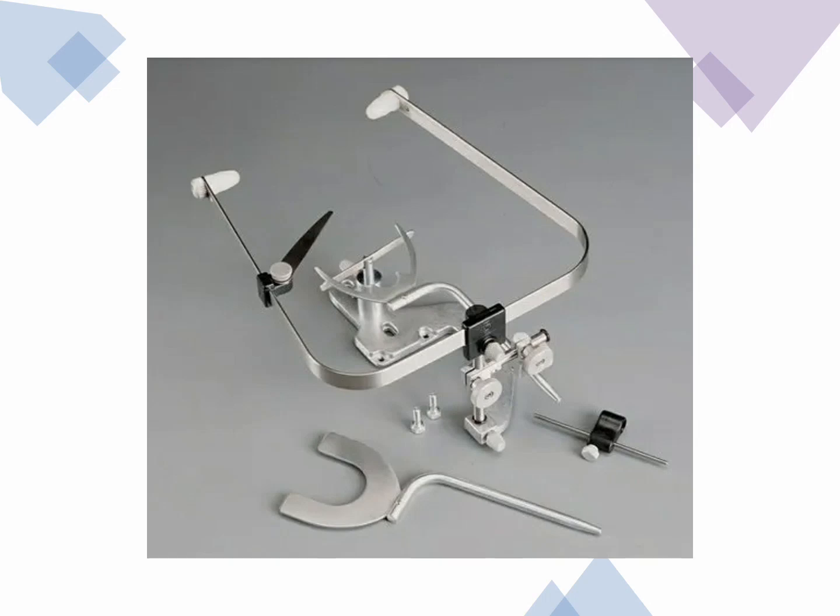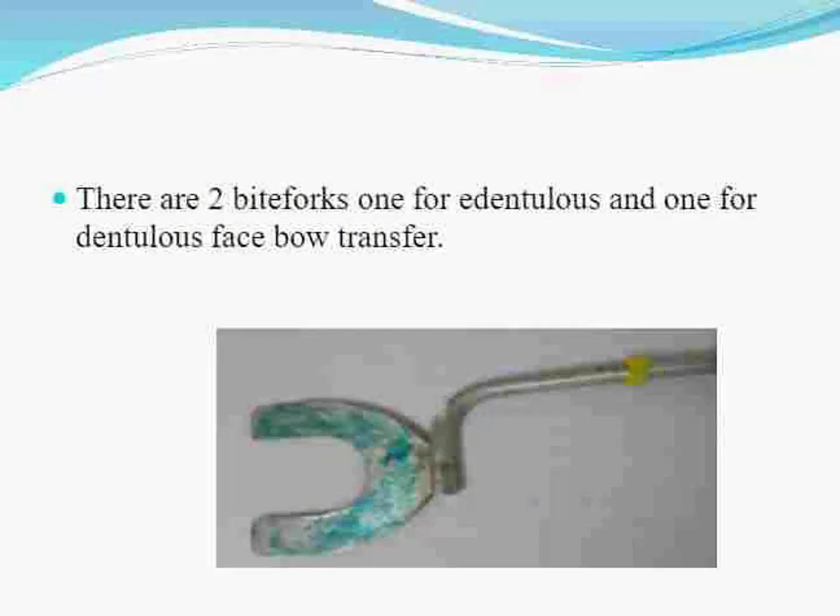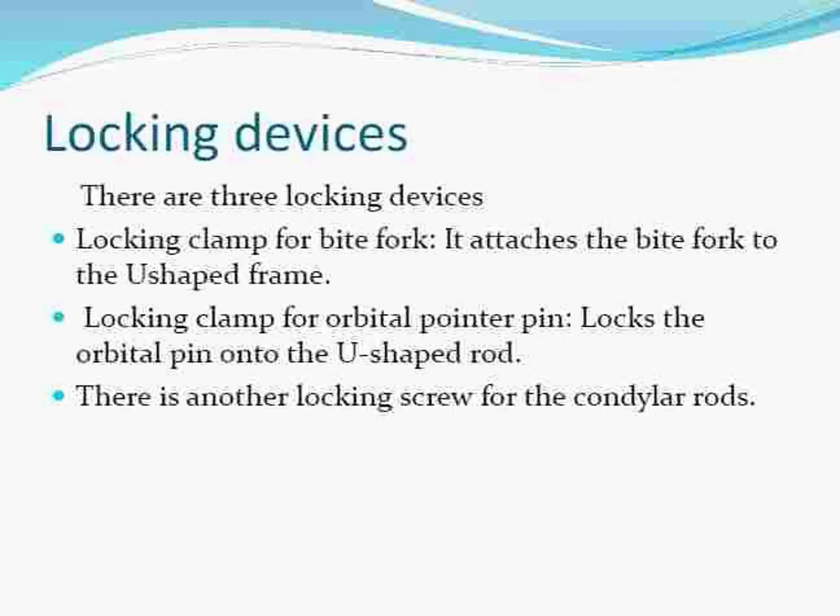If you see, there are two types of bite forks. One is in the form of forks that is used for completely edentulous patients. The other one is in the form of a U-shaped plate, which is used on dentulous patients. This is the bite fork which is used for dentulous patients, and the other one which is used for edentulous patients.